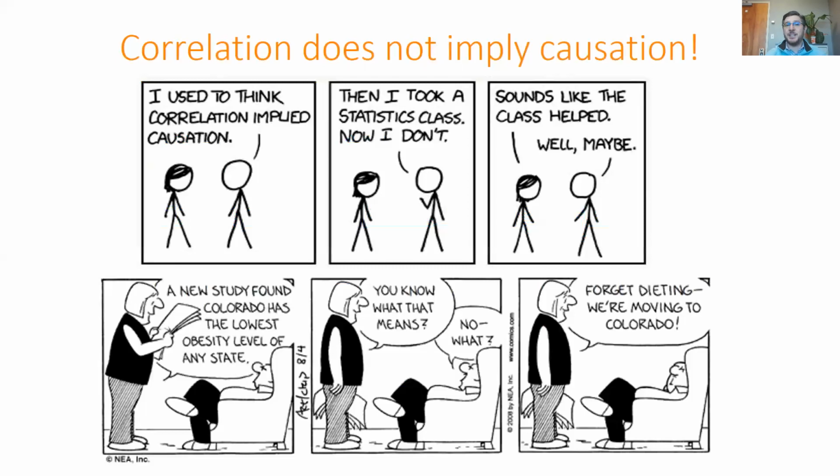There's a couple of funny comics on correlation does not equal causation. A new study found that Colorado has the lowest obesity levels of any state. You know what that means. We need to move to Colorado. It's not that Colorado is causing the decrease in obesity rates. It's other things going on there that are probably causing obesity rates to be low, not just moving there. So you've probably all heard the saying before that correlation does not imply causation. And we're going to talk about establishing causation in a later module.